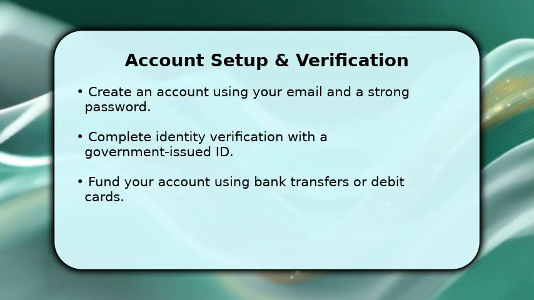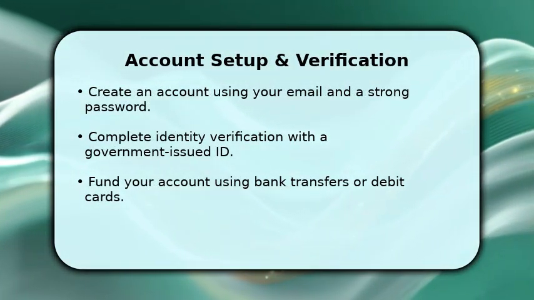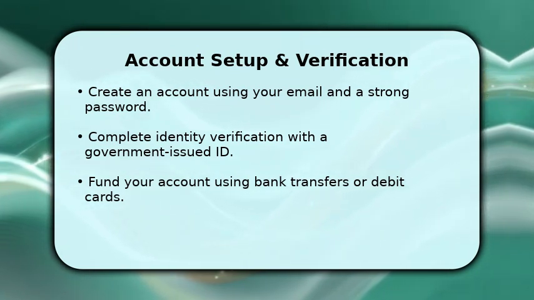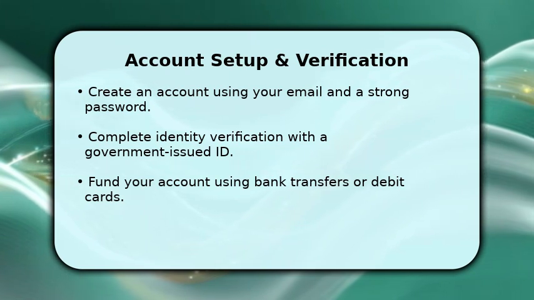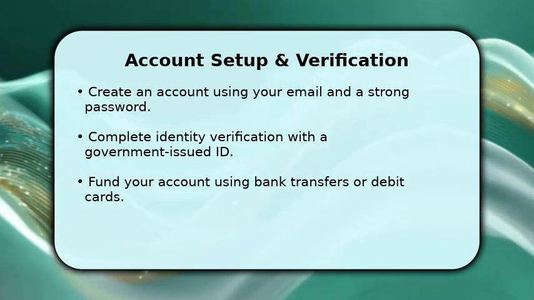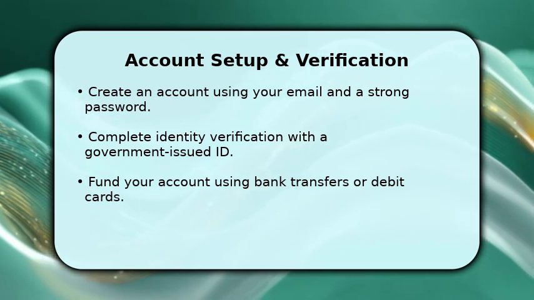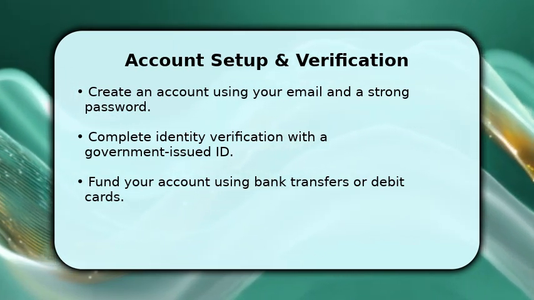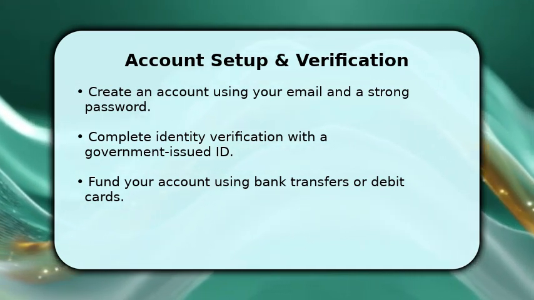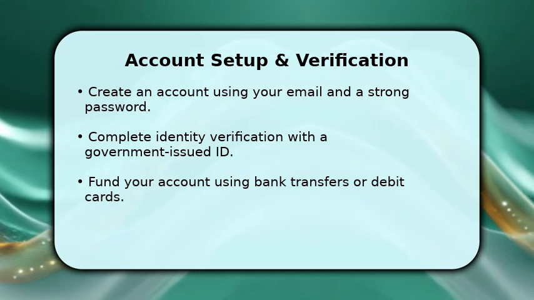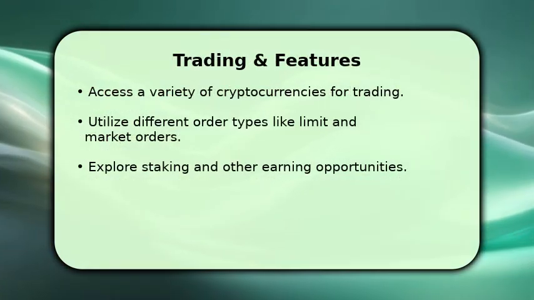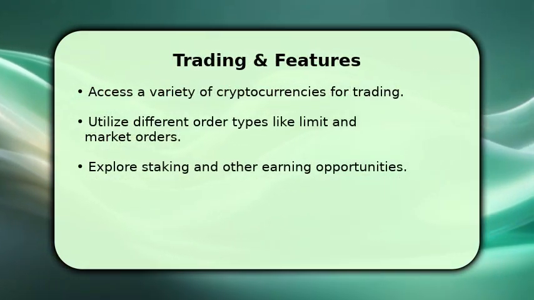Once you confirm eligibility, the next step is creating your account. You'll need to provide your email and set a strong, unique password. After that, you must complete identity verification, which typically involves submitting a government-issued ID and a selfie. This process ensures compliance and security. Finally, you can fund your account using methods like bank transfers or debit cards, usually with a minimum deposit of $10. With your account funded, you can now explore the trading features.